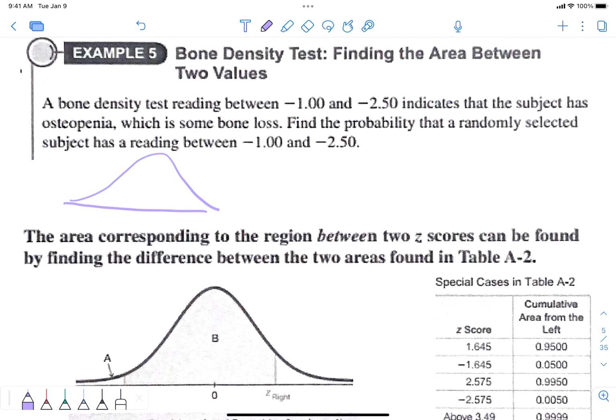Okay, example 5. We're still talking about bone density tests, and we have a reading between a -1 and a -2.5 indicates the subject has osteopenia, which is basically the prerequisite for osteoporosis, which is some bone loss. Find the probability that a randomly selected subject has a reading between -1 and -2.5.